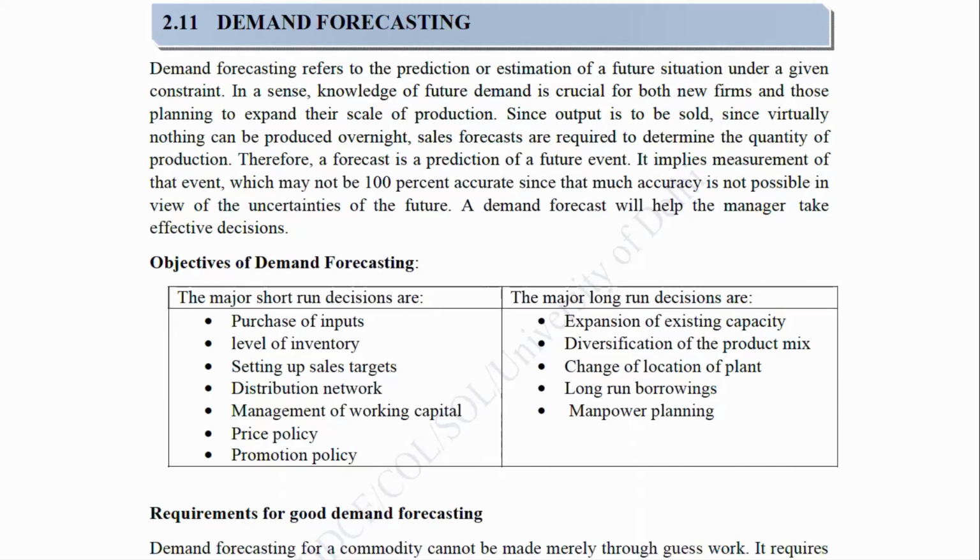Objectives of demand forecasting. The major short-run decisions are: first, purchase of inputs; second, level of inventory; third, setting up sales targets; fourth, distribution network; fifth, management of working capital; sixth, price policy; and seventh, promotion policy. The major long-run decisions are: first, expansion of existing capacity; second, diversification of the product mix; third, change of location of plant; fourth, long-run borrowings; and fifth, manpower planning.